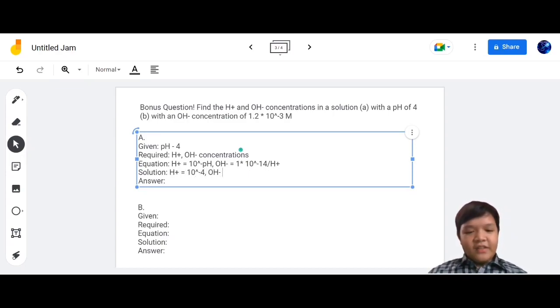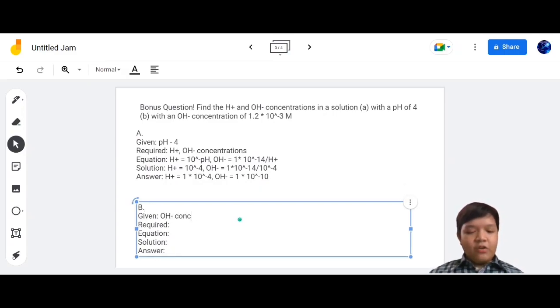The solution is that the hydrogen concentration is equal to 10 to the power of negative 4, while the hydroxide concentration is equal to 1 times 10 to the power of negative 14 divided by the hydrogen concentration of 10 to the power of negative 4. Our answer is that the H plus concentration is 1 times 10 to the power of negative 4. The OH concentration is 1 times 10 to the power of negative 10.